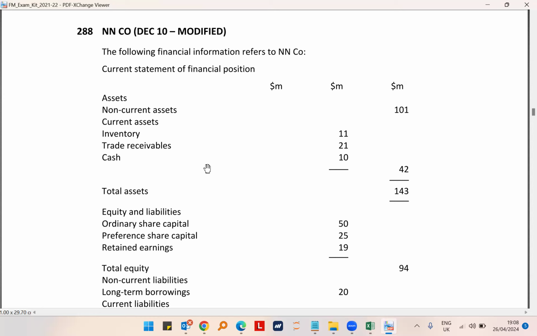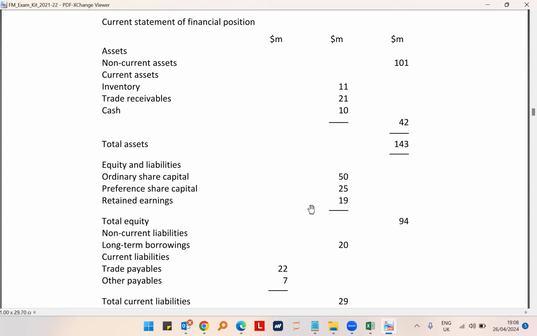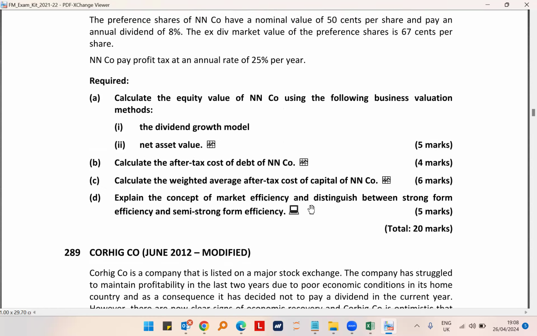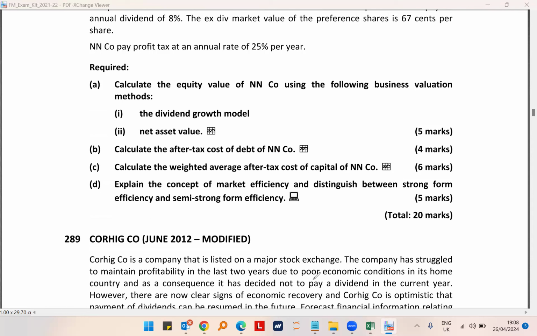Good evening, everyone. So we are going to cut another question today. This question is called NMO. Of course, like we have to do always, you have to first check the requirements. They're asking us to calculate equity value of NN using the following business valuation methods.